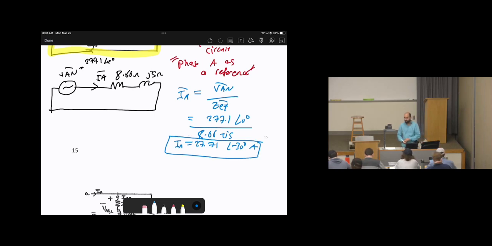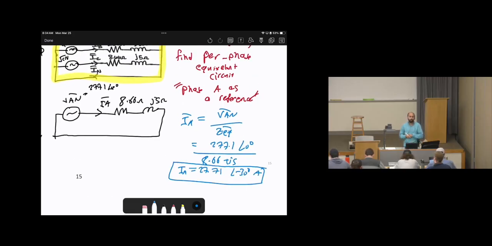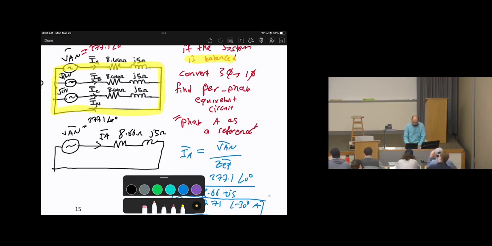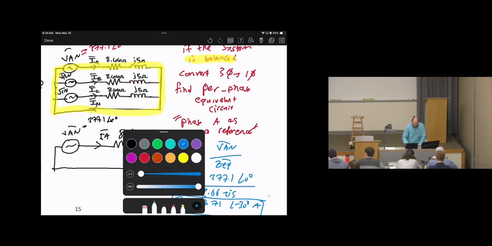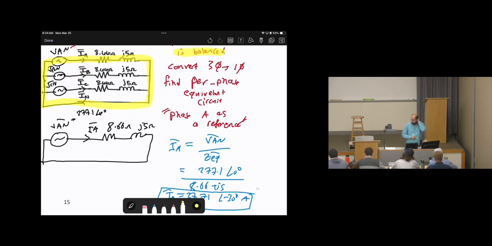Okay. Now, I just calculated IA. Remember, the question says find all of the currents. So how to calculate IB, how to calculate IC? What do you think about IB and IC? Do I need to do the equivalent circuit for B like this, for C like this? I think there is no need. You can calculate it in an easy way.